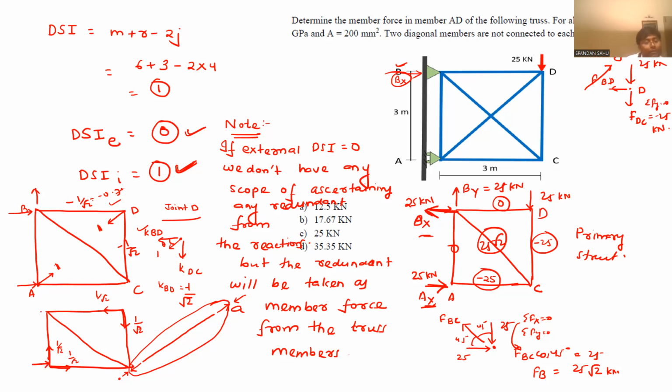Now you can see one thing. This 1 by root 2 at this joint is acting vertically downward, and at this joint it is acting vertically upward. So overall, in the vertical direction, there is no force. Net force is 0. Similarly, in the horizontal direction, net force is 0. That means this vertical reaction will be 0, this horizontal reaction will also be 0. Means every reaction will be 0.